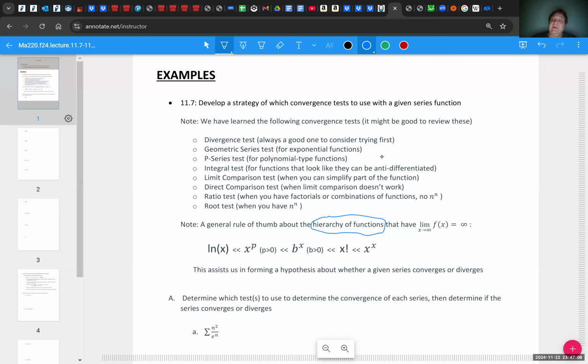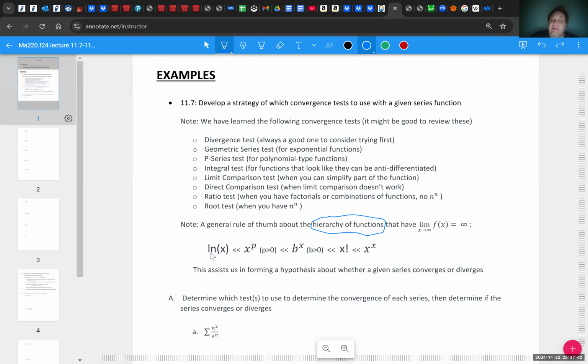Those are the types of functions that go to infinity, but it turns out that they are not treated the same. We use this double less than sign to say that it's significantly less, like amazingly less than, I don't know what the extreme word is. So ln x is really, really less than a polynomial function, x to the p, for any value of p greater than 0.